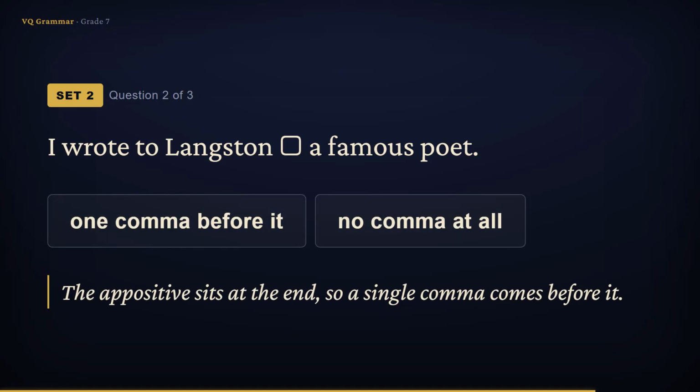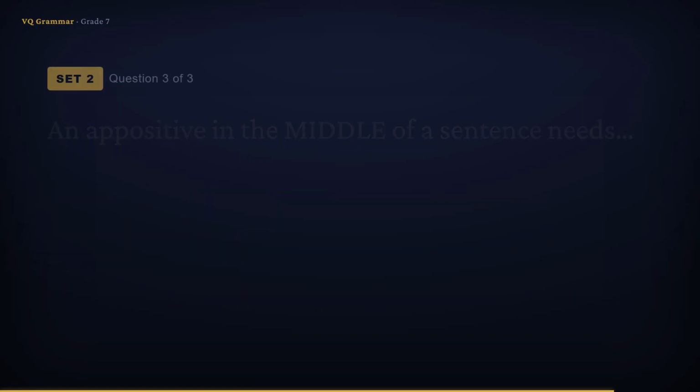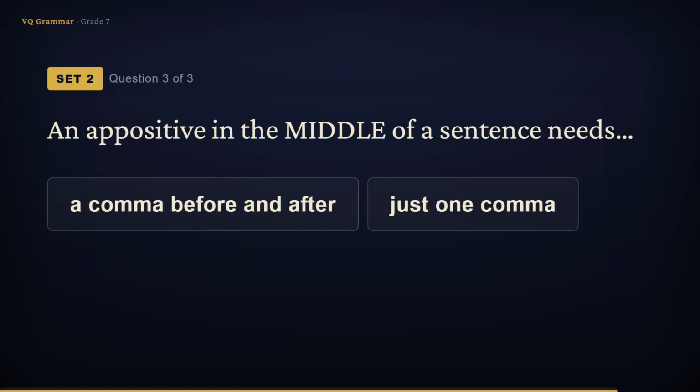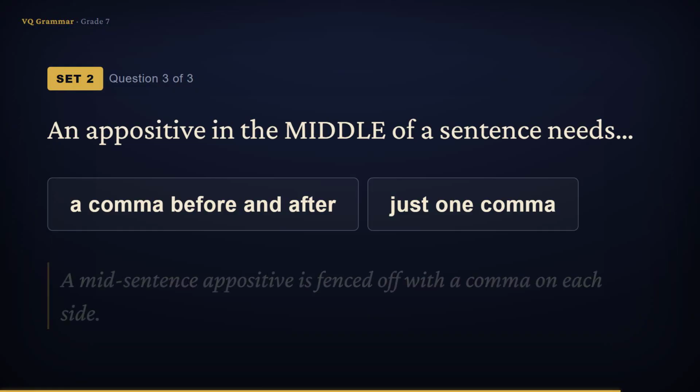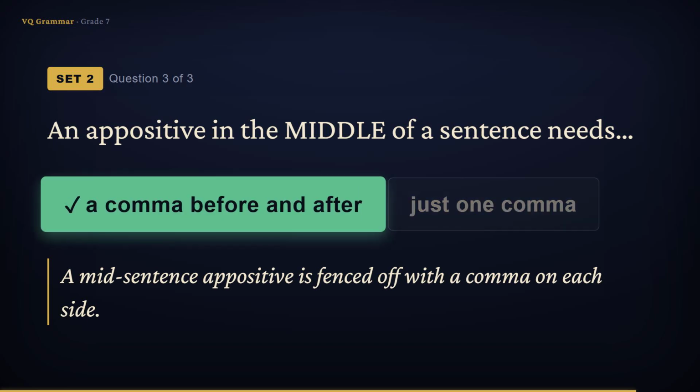I wrote to Langston, a famous poet. Here, the appositive, a famous poet, comes at the very end of the sentence. Since nothing follows it, you only need 1 comma, placed right before it. So the answer is 1 comma before it. An appositive in the middle of a sentence needs how many commas? Because it's tucked between other words, it has to be fenced off on both sides. 1 comma before and 1 comma after. So the answer is a comma before and after.